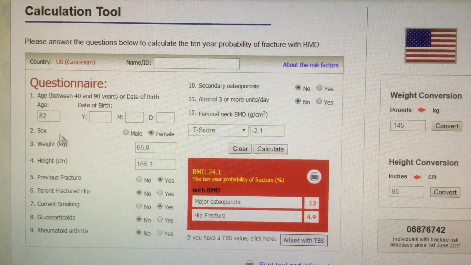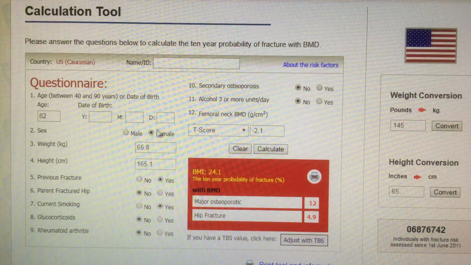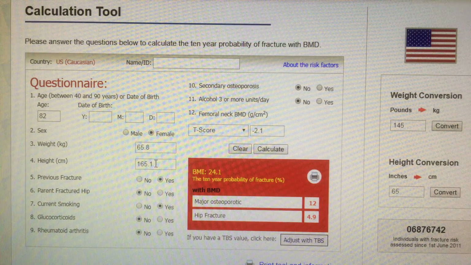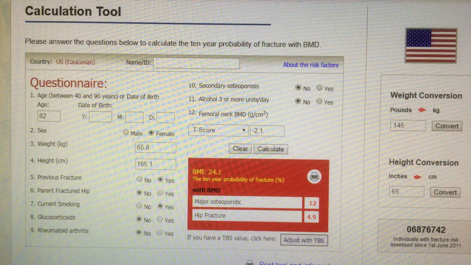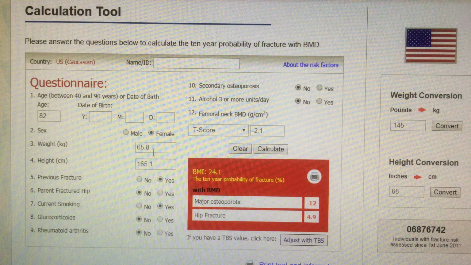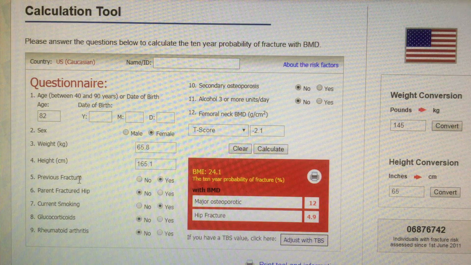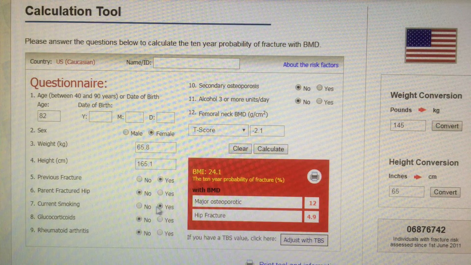So patients have their age entered, their gender, and then weight and height in metric system. If you're using pounds and inches, you can enter them into the converter on the right side of the screen and it will convert it to metric. And then there are questions specifically related to risks for osteoporotic fracture, and our questionnaire keys these different items so that the technologist knows whether or not to check yes or no.